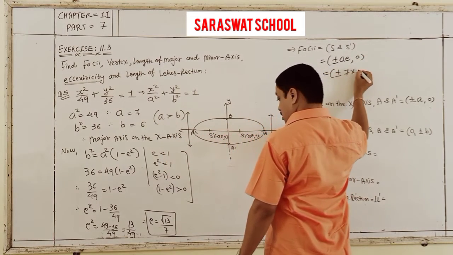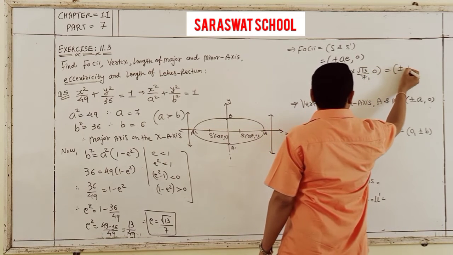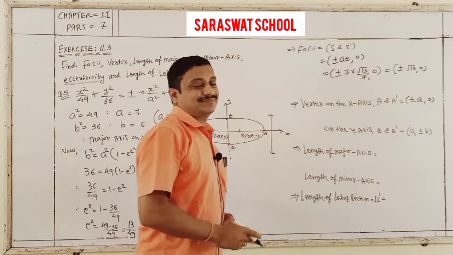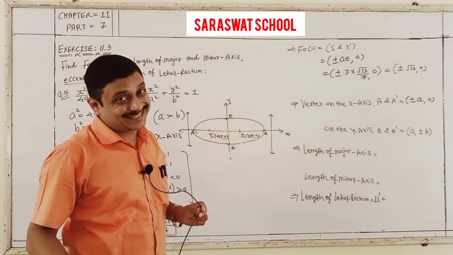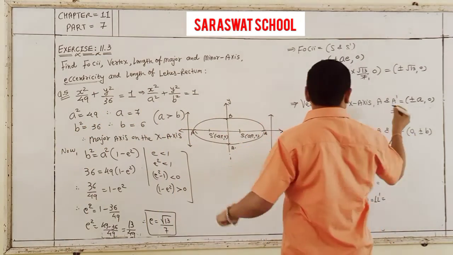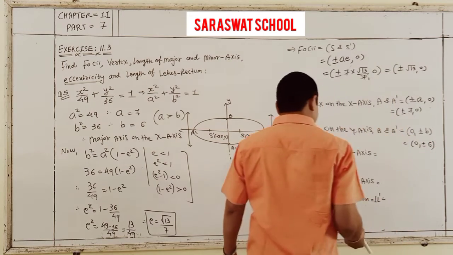7, e, root 13 by 7. My answer is plus or minus root 13 comma 0, 7 gone. Now points on the x-axis and y-axis. My x-axis point A becomes 7, 0. Similarly here, 0 comma plus or minus 6.